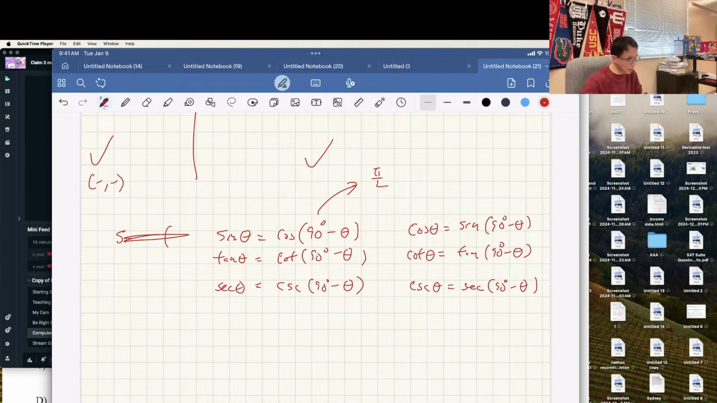This is called the cofunction identity. And this is going to be on the SAT.